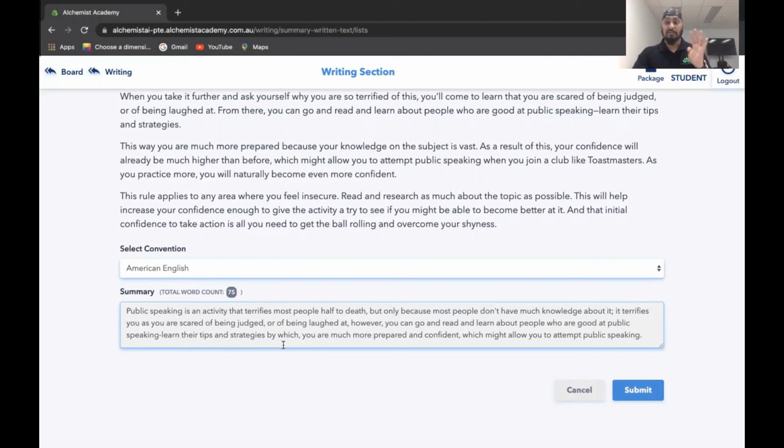Now, remember, the main points in this summary is divided into three parts. The first part is what is public speaking, and it says that people are terrified. Two, what is the reason of being terrified? That simply says you're scared of being laughed at or being judged. Number three is the solution to it. Number four is what is the output of the solution. You're more confident and you can attempt public speaking. Let's submit it and see what scores we get.